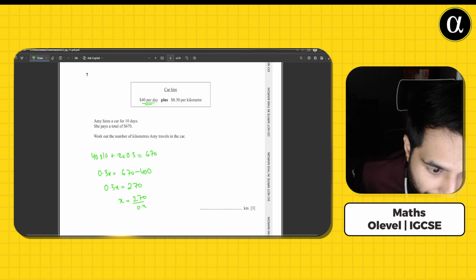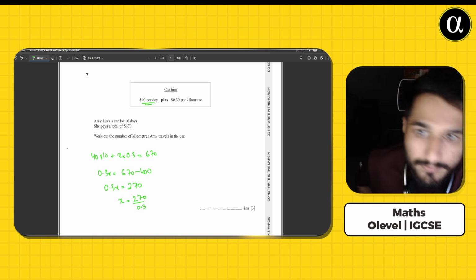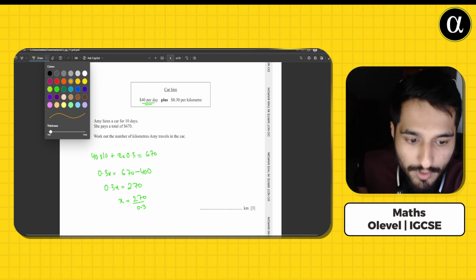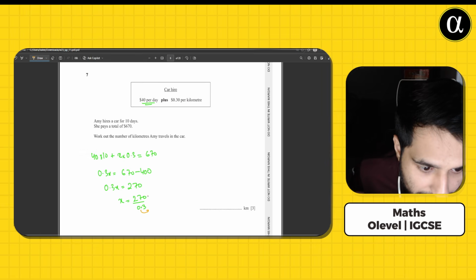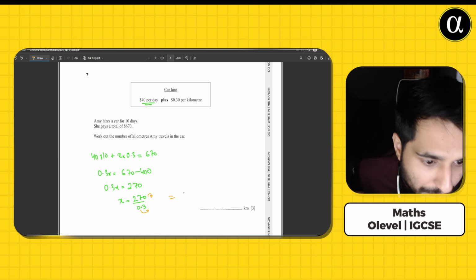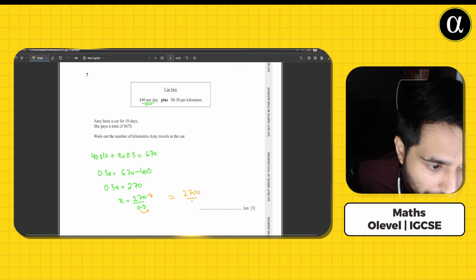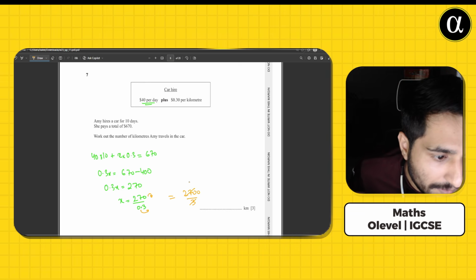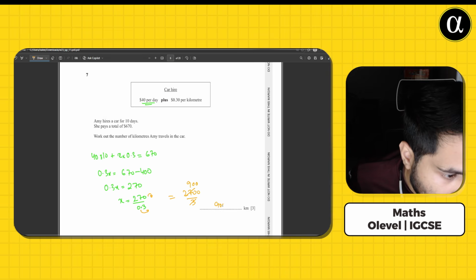And x is going to be 270 over 0.3. Now it's a relatively difficult decimal to solve, so we'll just shift the decimals. Since it's a non-calculator paper, it's going to be 2700 over 3, and that would be easy to solve. This is going to be 90 and then 0, 900, right? Here we go, that's 900.